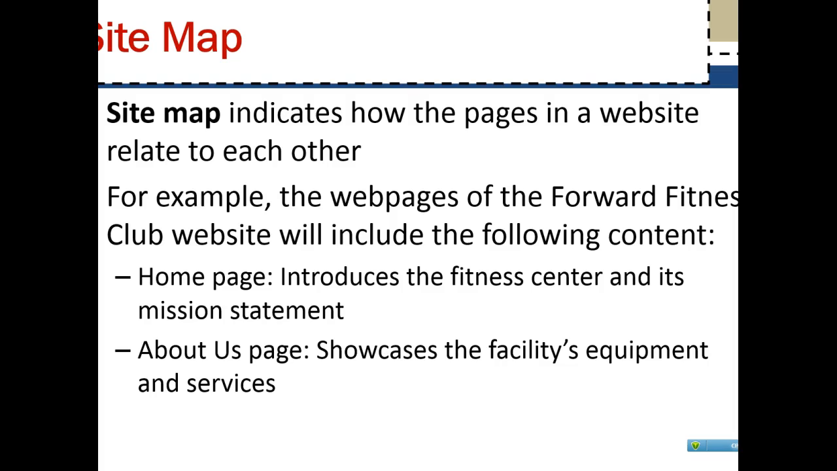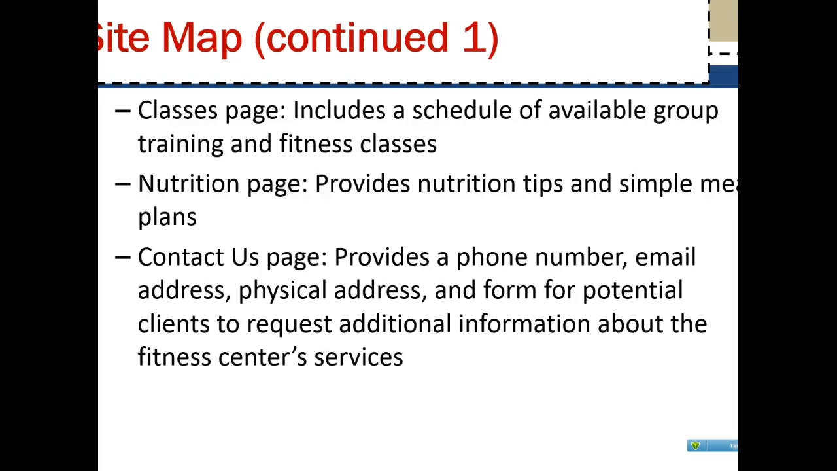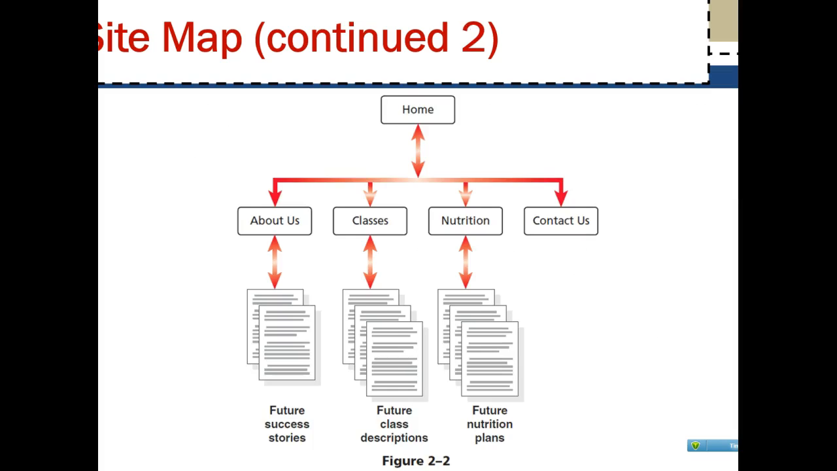So the home page introduces the mission statement. About us, maybe it talks about the services that they offer. The class page includes a schedule. Maybe the nutrition page provides nutrition tips, and then contact us provides a physical address, maybe a phone number, email address, and so on. And the sitemap that you can design for them would look something like that. So the sitemap is an important part of your planning.